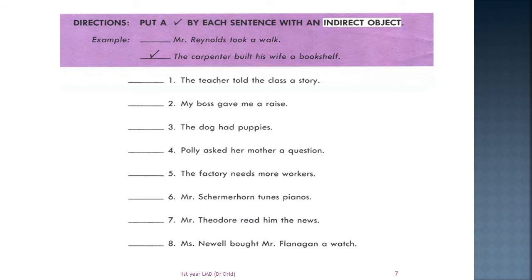Mr. Reynolds took a walk. Here there is no indirect object, so there is no tick. The carpenter built his wife a bookshelf. What did the carpenter build? He built a bookshelf. For whom? For his wife. So there is an indirect object plus a direct object. In that case you have to put a tick. You try to do the same thing in the following sentences and test yourself.